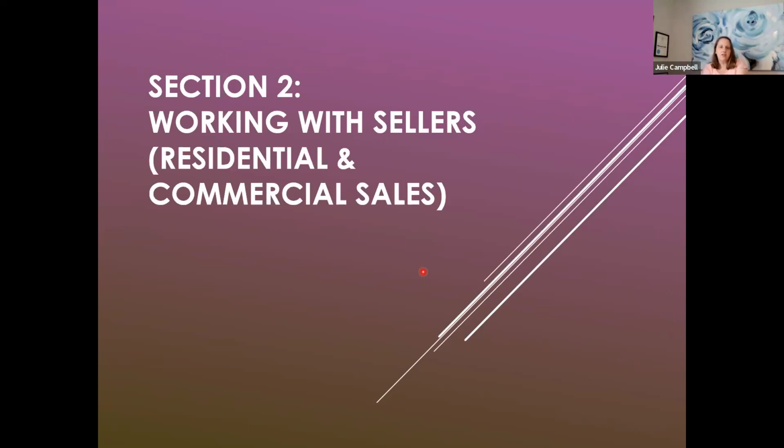Section 2, this is our longest section. We're going to be here today. We will be here all day tomorrow. And we'll probably have some more of this to wrap up next Saturday when we meet. So section 2, working with sellers, is our most in-depth section.